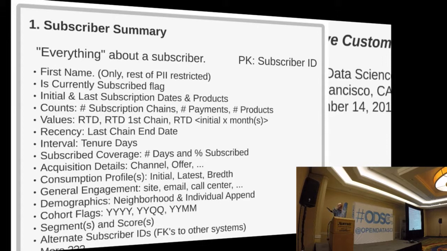Recency. Recency is a really good predictive variable in many models. So it's the end of the last chain end date. The interval, which is the time between when somebody started and today. And then the coverage, which is the number of days they're subscribed out of that interval, and the percentage. So if I started a subscription at Linda a year ago and I'm still a subscriber, I've got 1 year worth of tenure and I've got 100% coverage. But if I left after a month and then came back for another month, someplace in between, I'd have 1/6, whatever that is.